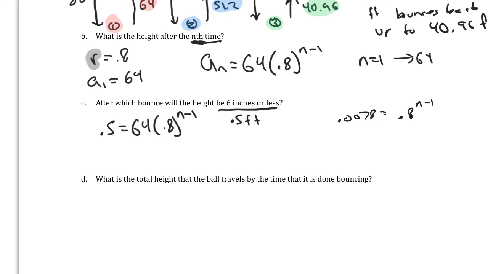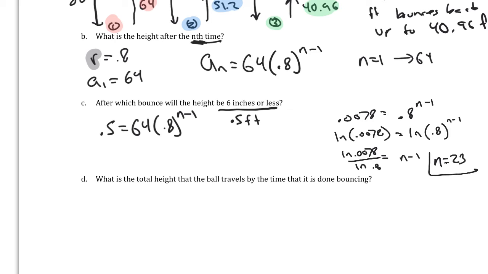You'd use natural log or just a solver, but if you were trying to show your work here, you'd get that n minus 1 equals ln 0.0078 over ln of 0.8, and so you end up finding out that n equals 23. So after the 23rd bounce, the height would be 6 inches, and then after that it would be less.